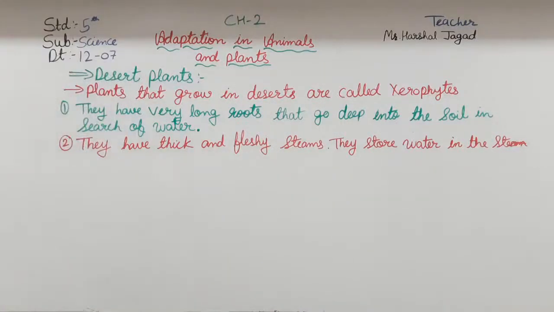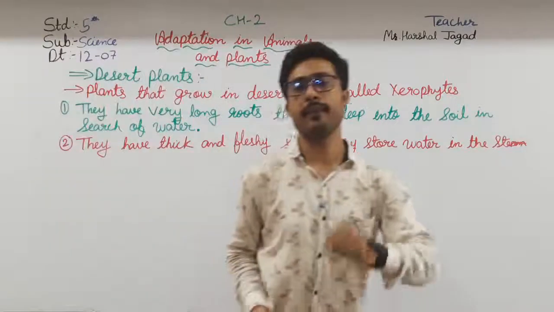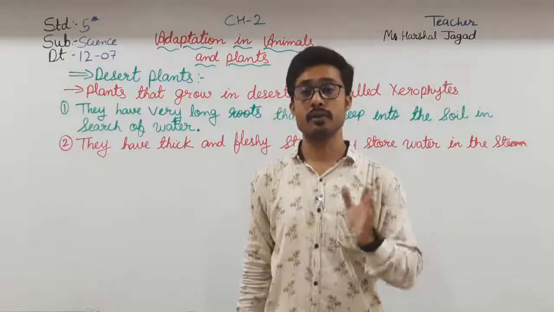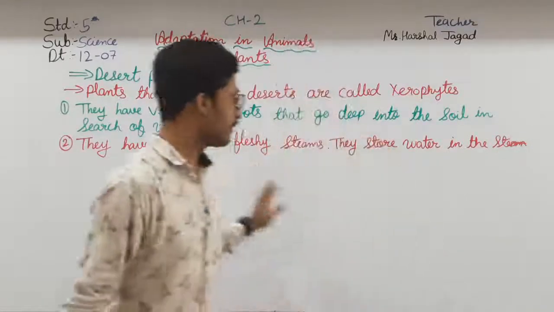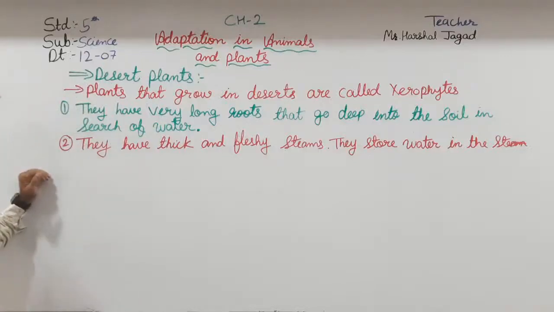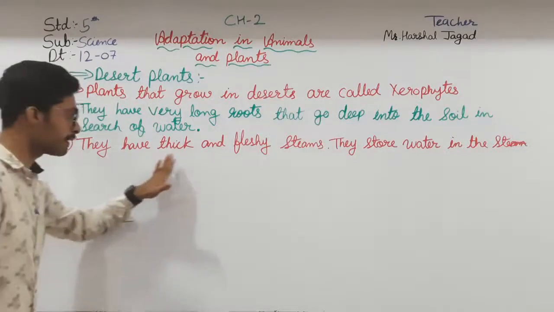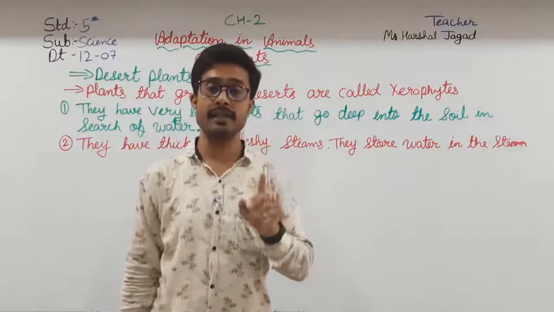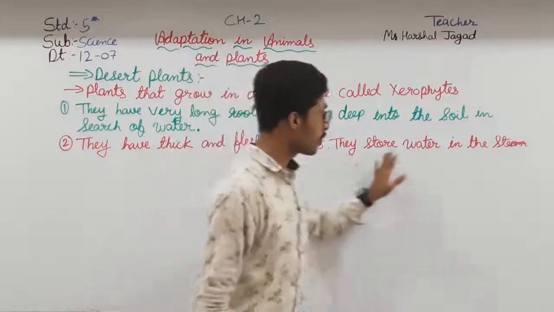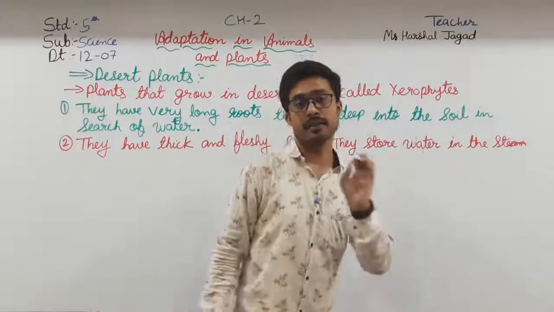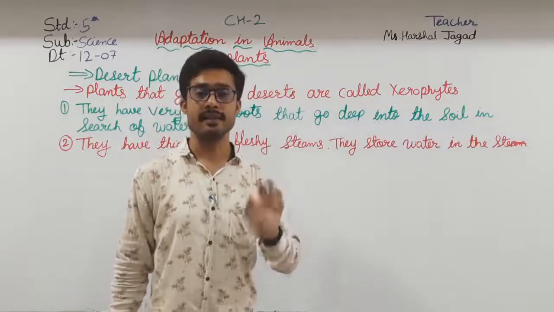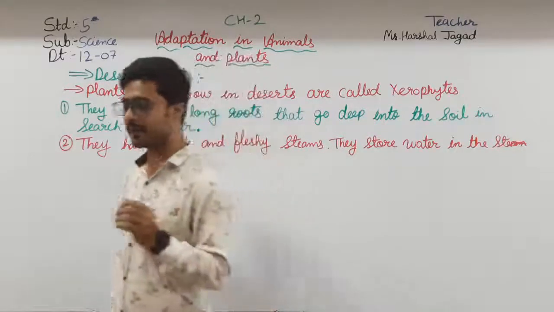Now what do they do? They find water deep inside through the roots or from the rains. So how do they store the water? In the second adaptation, they have thick and fleshy stems. They store water in the stem. So the desert plants store water inside the stem. Okay, students, so this is the second adaptation.